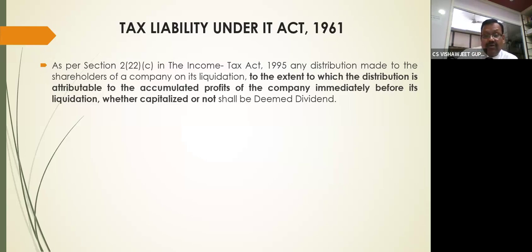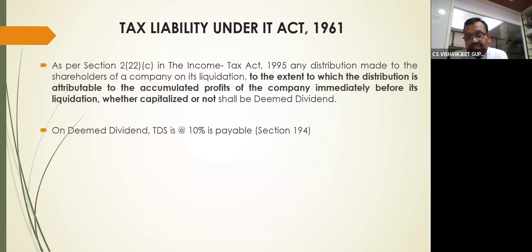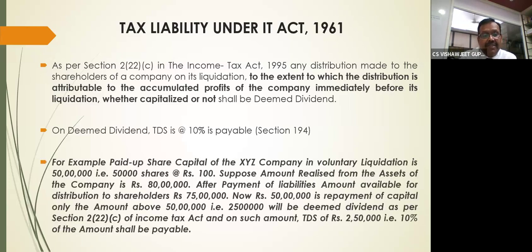Right? Now, with the example, I will discuss this provision. On deemed dividend, TDS at the rate of 10% is payable under section 194 of the Income Tax Act. Now, this is the example.